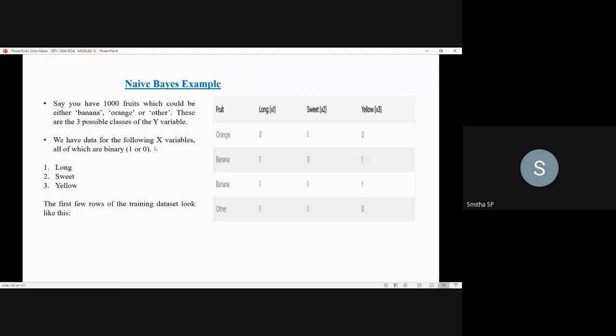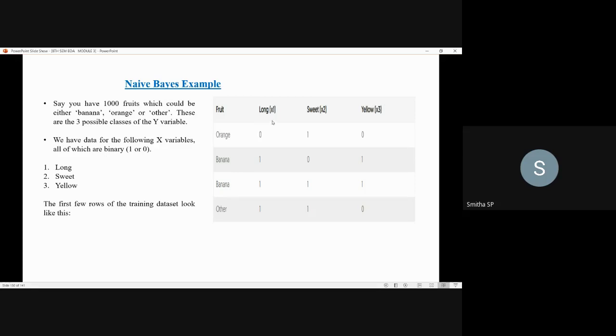We have the data for the following X variables, all of which are binary, that is 1 or 0. The X variables we have taken here are long, sweet, and yellow, that is X1, X2, X3. Since we have more than one X variable, we take it as a naive Bayes analysis to compute the probability. If you have only one X variable, then you can use the Bayes rule for the computation of probability. But here we have multiple X variables.